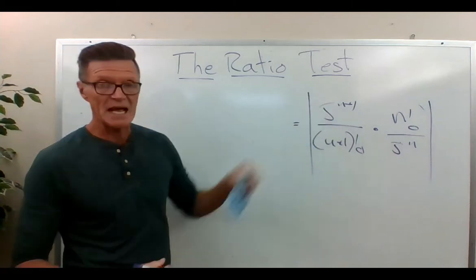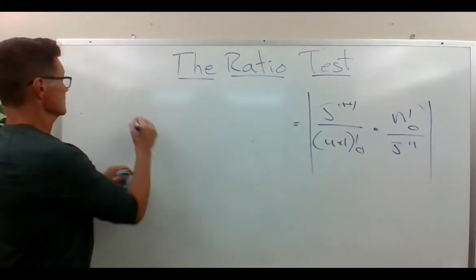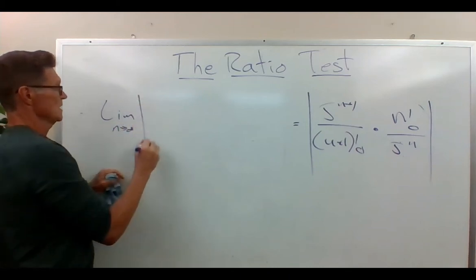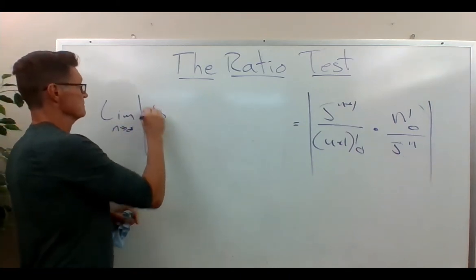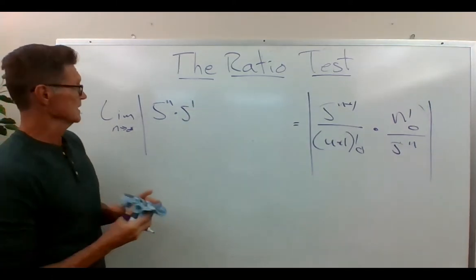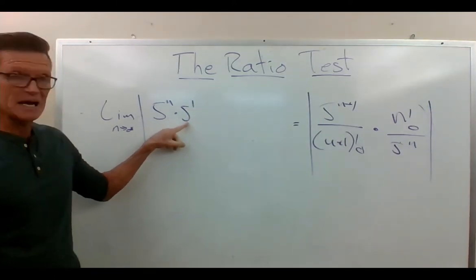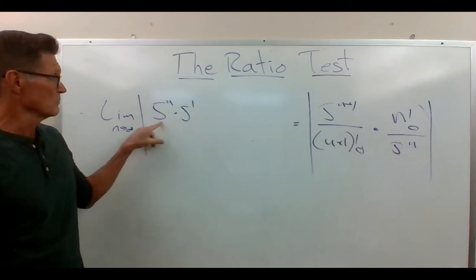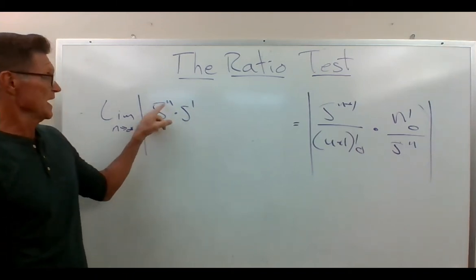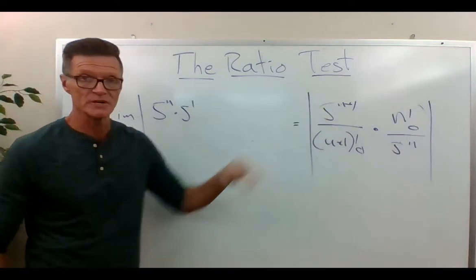So 5 to the n plus 1 could be rewritten as 5 to the n times 5 to the 1. All right? The bases are the same, we're multiplying the bases, so we simply add the exponents, n plus 1. And that's what we have over here.